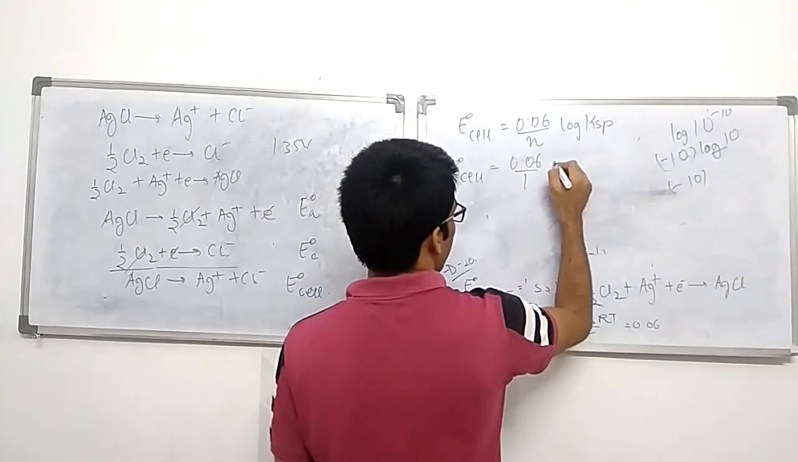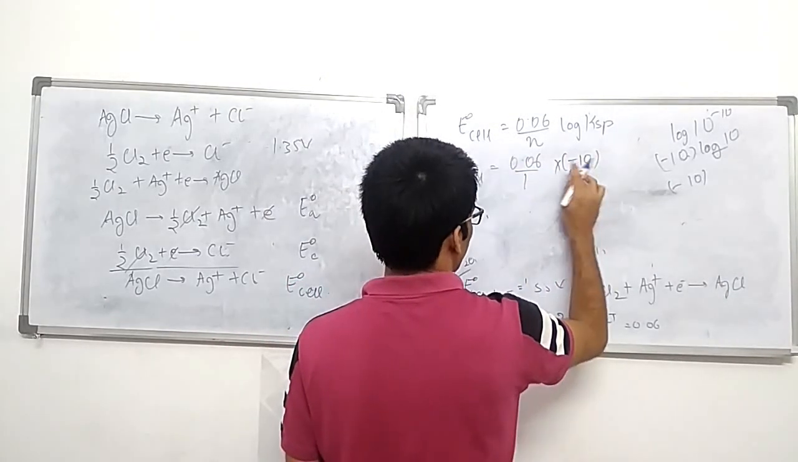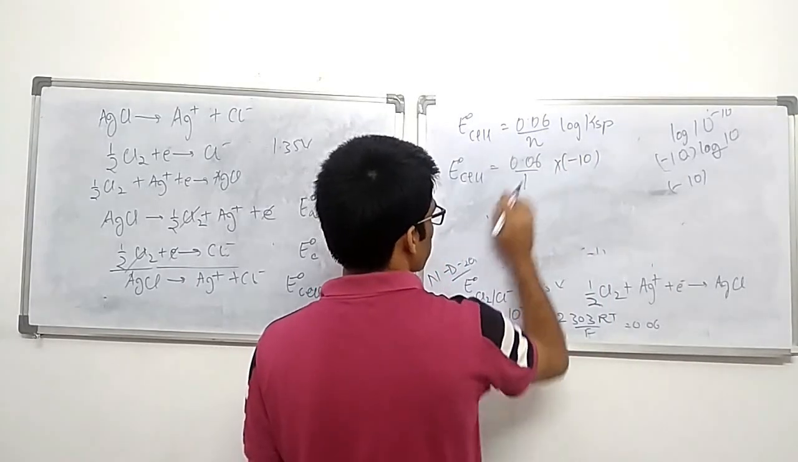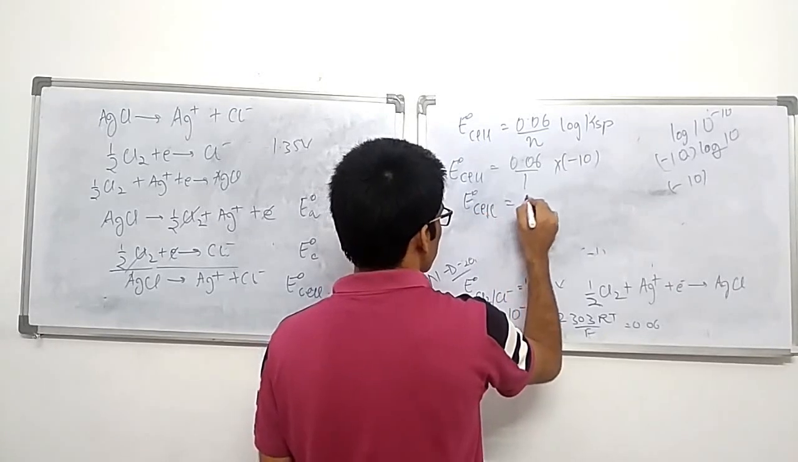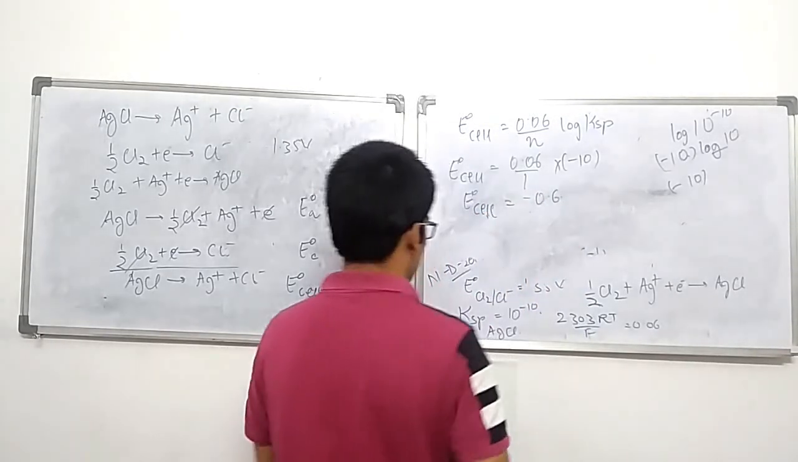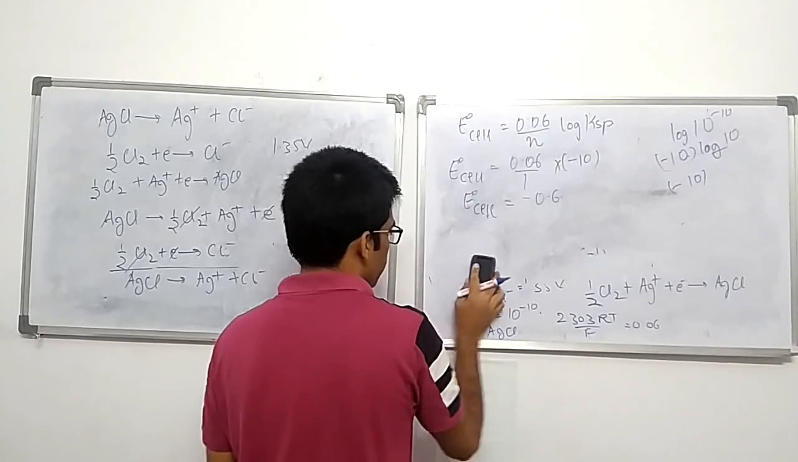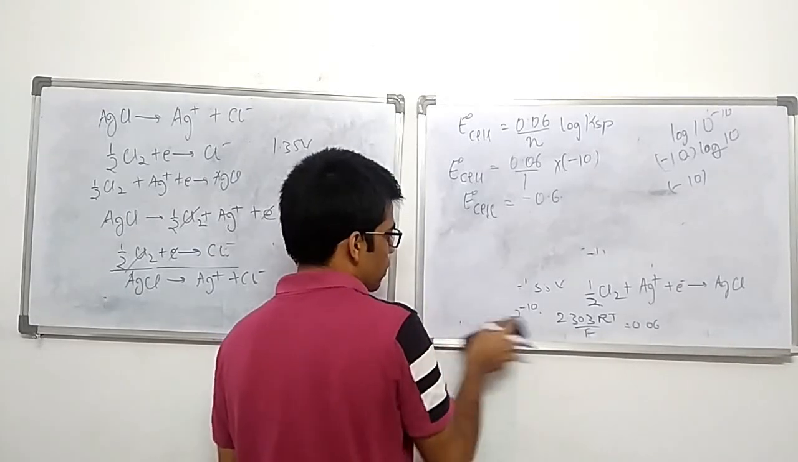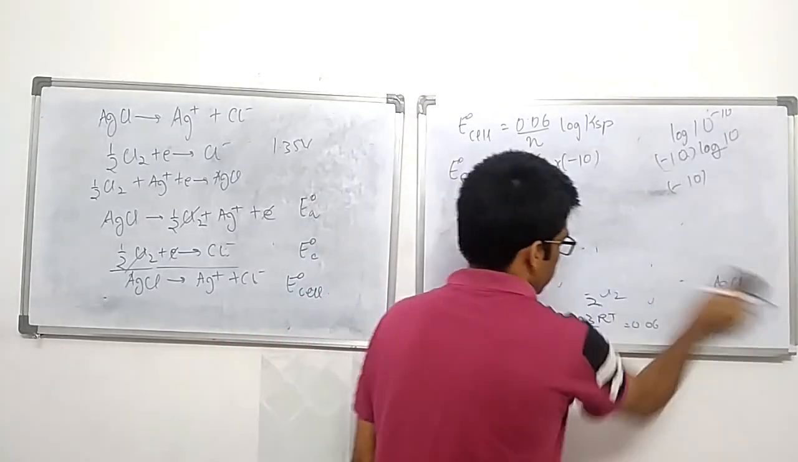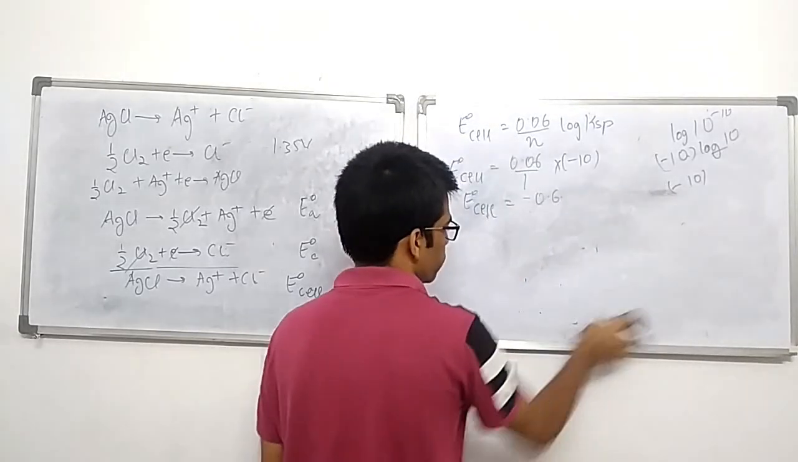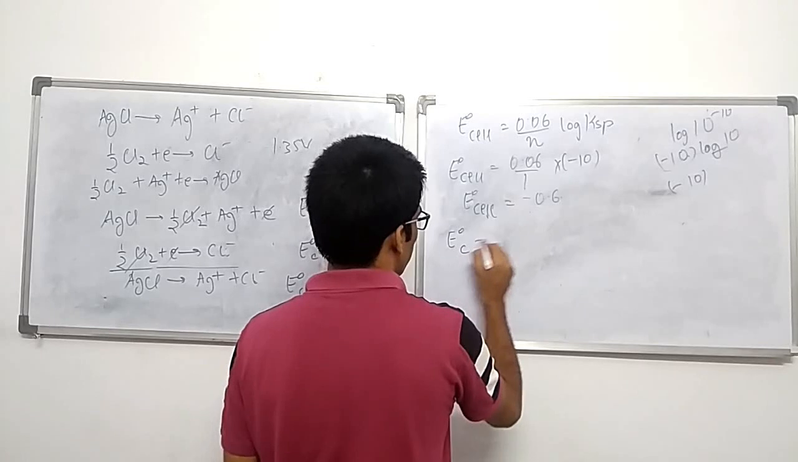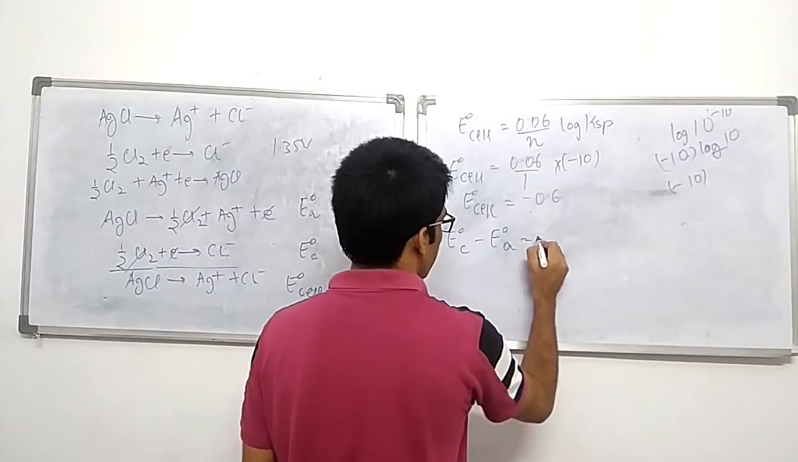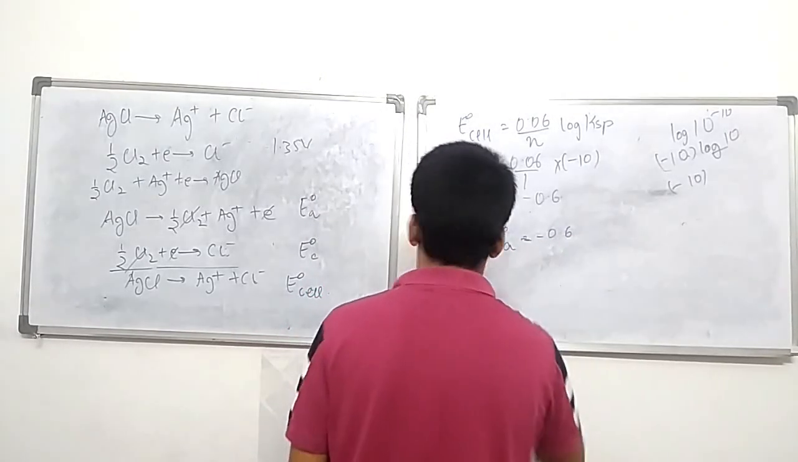And I get here minus 10. So what do I get? Minus 0.6, so I get E naught cell is equal to negative 0.6. Now E naught cell is made up of cathode and anode standard electrode potentials. So I will write E naught cathode minus E naught anode, that should give me negative 0.6.